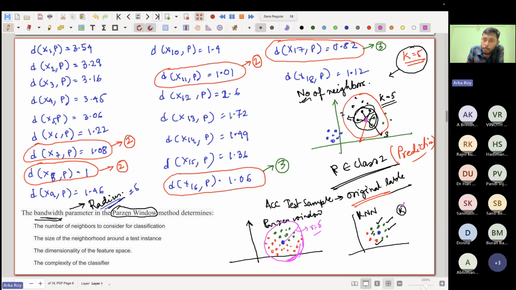So we can see in case of KNN, it was talking about number of neighbors. So therefore, this particular option is incorrect. The second option, let me see. The second option states that the size of the neighborhood around the test instance.